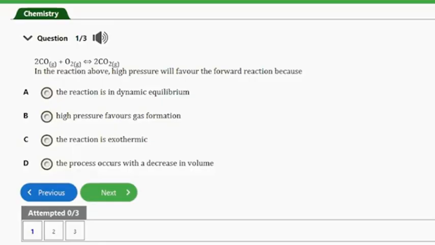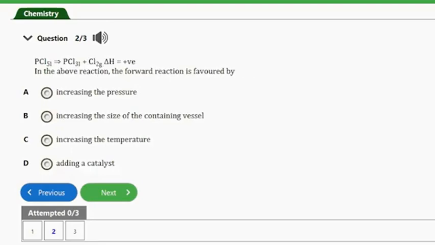So let's quickly look at the next question, and that's question number 2. Question number 2 says, in the above reaction, the forward reaction is favored by: A. Increasing the pressure. B. Increasing the size of the containing vessel. C. Increasing the temperature. D. Adding a catalyst.